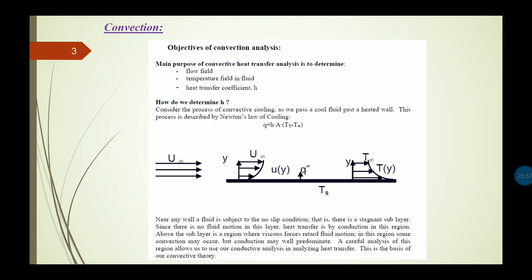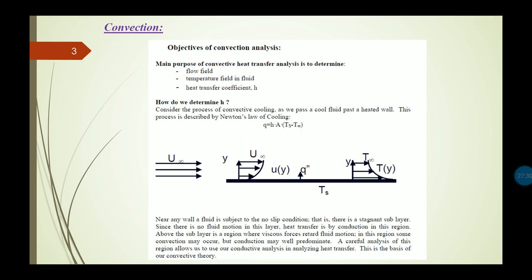So at these contact points, when there is no relative tangential velocity between the fluid and the solid boundary, it is known as the no slip boundary condition. That means there is a stagnant sublayer with no tangential relative velocity. Since there is no fluid motion in this layer, the heat transfer is by conduction in this region.